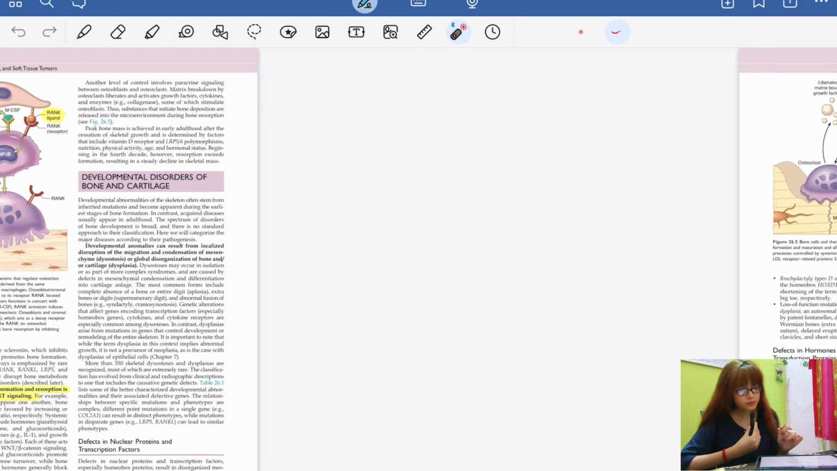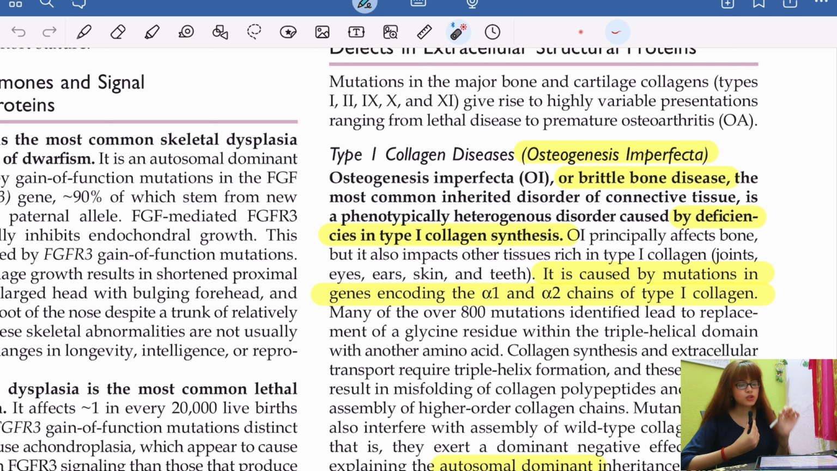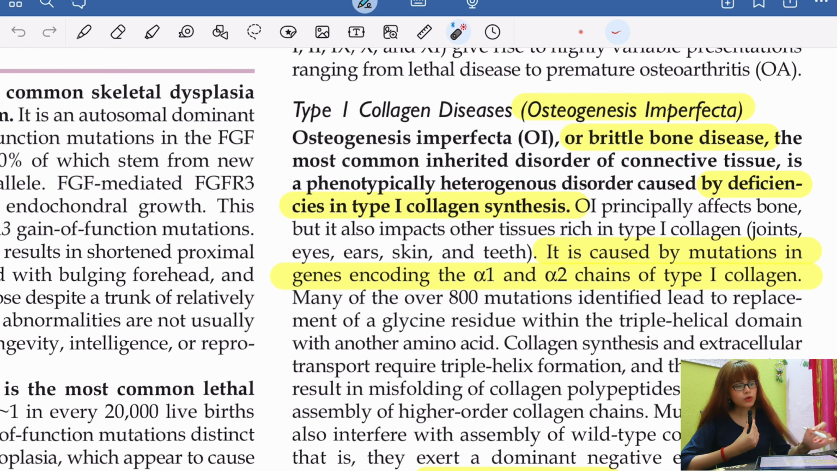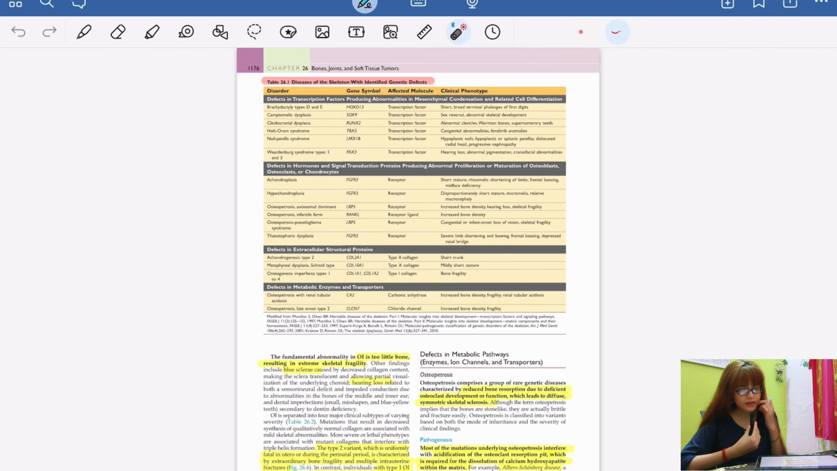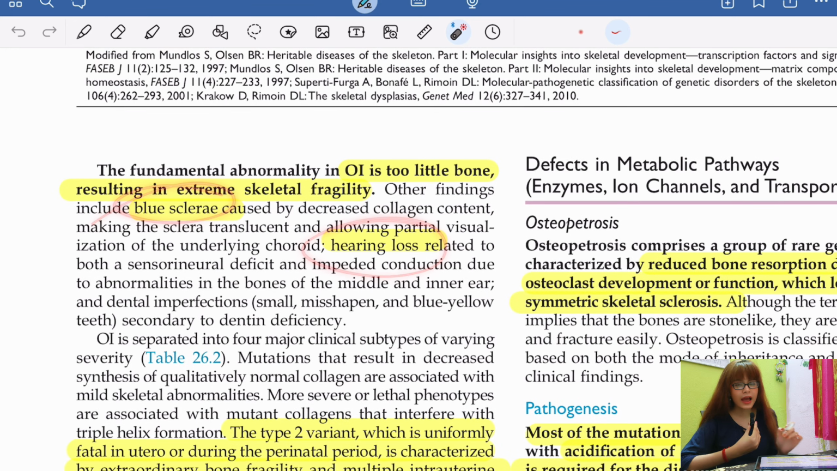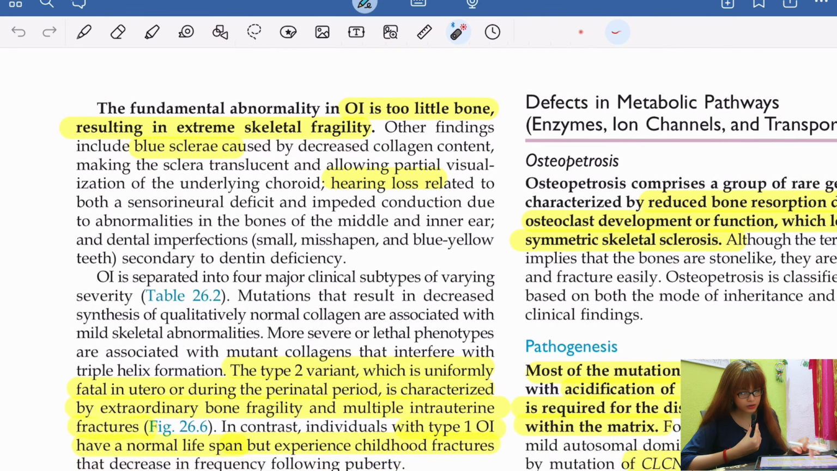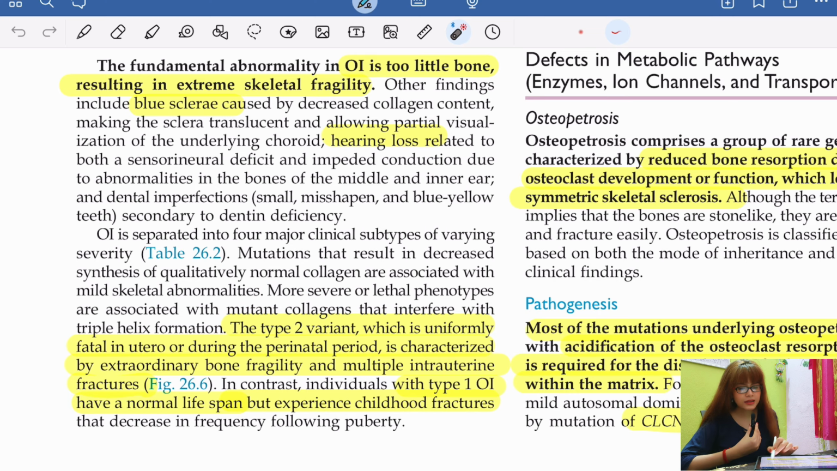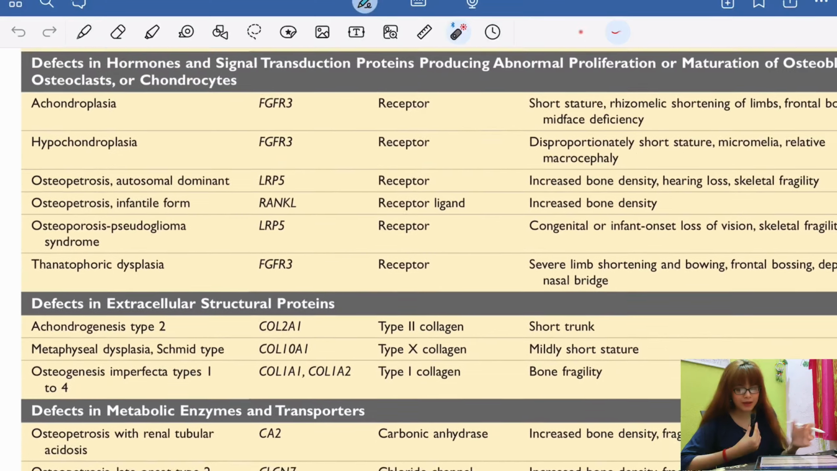Now I will just take you through these disorders and the basic understanding of the mechanism, because these are confusing. Once you know the basic pathogenesis, it will also be easy for you to read orthopedics. Now what is osteogenesis imperfecta? There is deficiency of type 1 collagen synthesis because of mutations in the genes encoding alpha 1 and alpha 2 chains of type 1 collagen, also known as brittle bone disease. Important point: autosomal dominant inheritance, the bones are extremely brittle, and there's also blue sclera and hearing loss. Type 2 is more fatal in utero, type 1 is comparatively better.